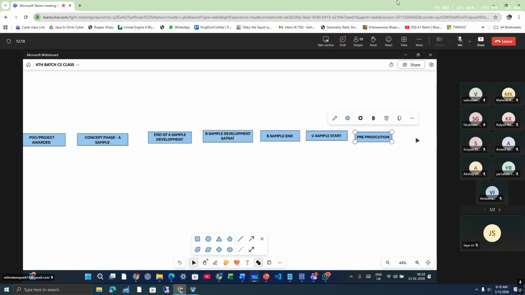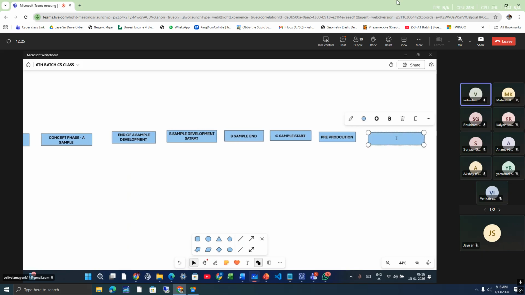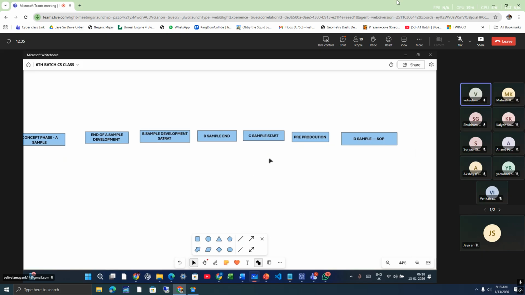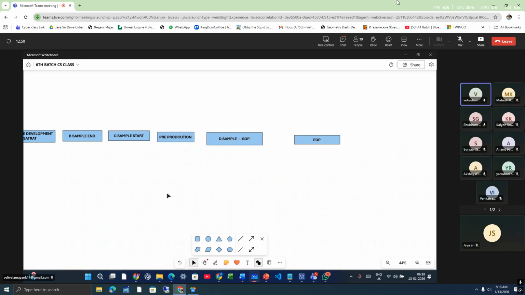Pre-production, then here you will go, D sample is the sample. You will target for SOP, start of production. Then after start of production, you have one more thing, which is EOP. Okay. After EOP, this is the phase.